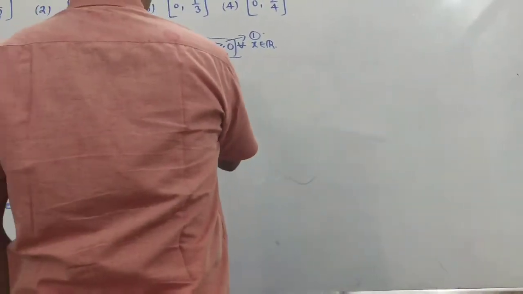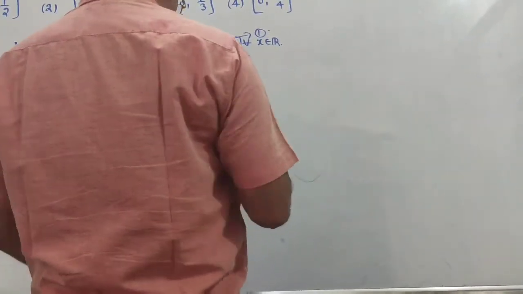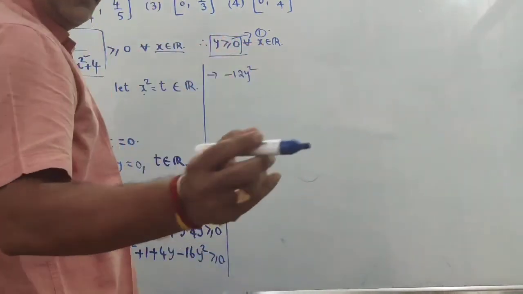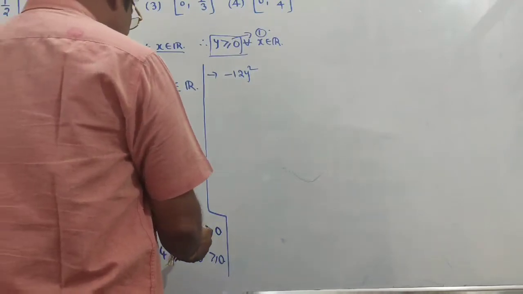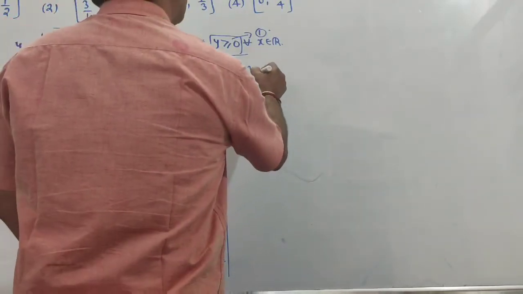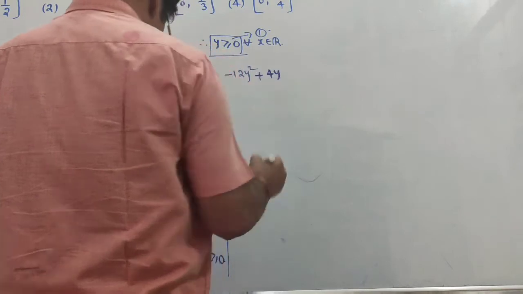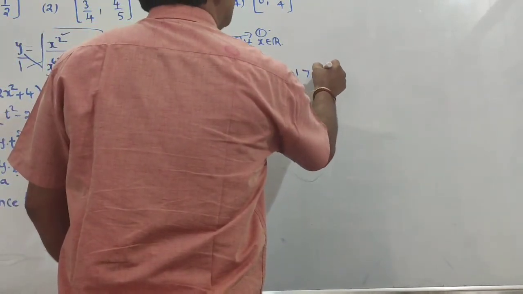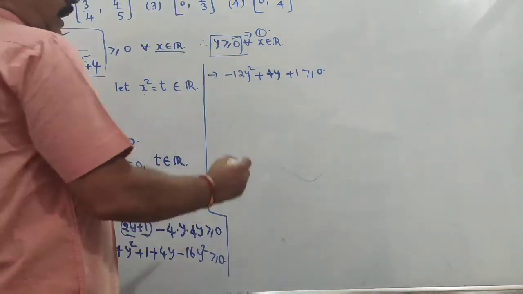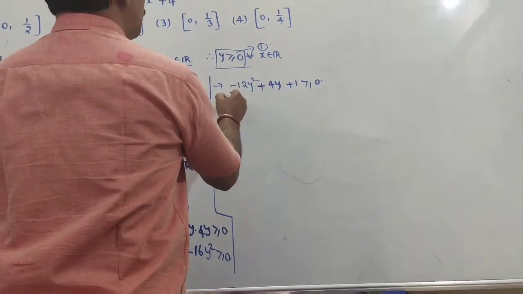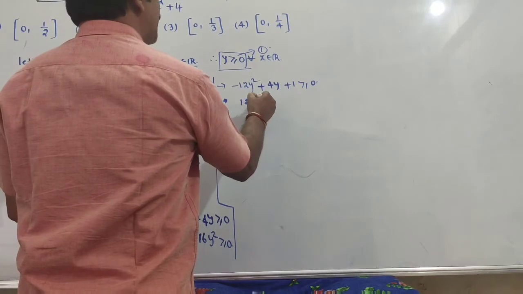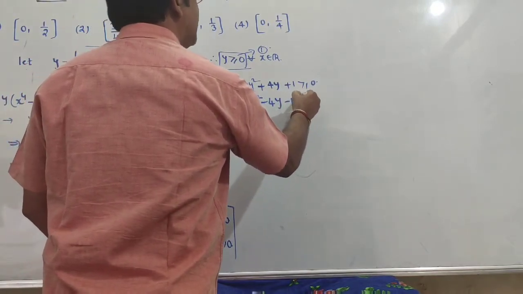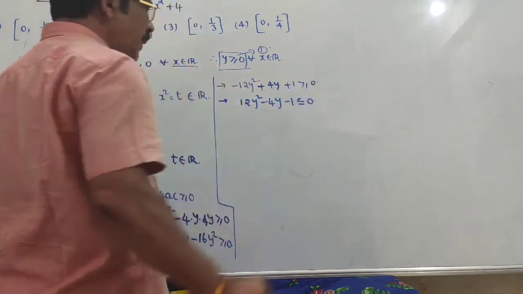So that implies minus 12y square plus 4y plus 1 is greater than or equal to 0. Multiplying by minus throughout the equation, it becomes 12y square minus 4y minus 1 is less than or equal to 0.